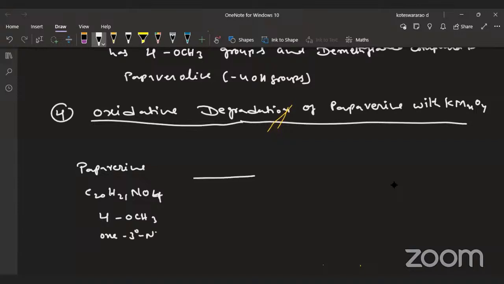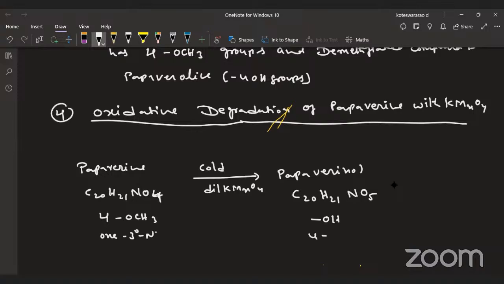Now it is treated with cold dilute KMnO4. Then it produces papaverinol. The analysis of this papaverinol gives the molecular formula C20H21NO5. One oxygen is increased. That means that oxygen is generated as an OH, and the remaining groups are the same. There is no change in the remaining; it is one tertiary nitrogen.